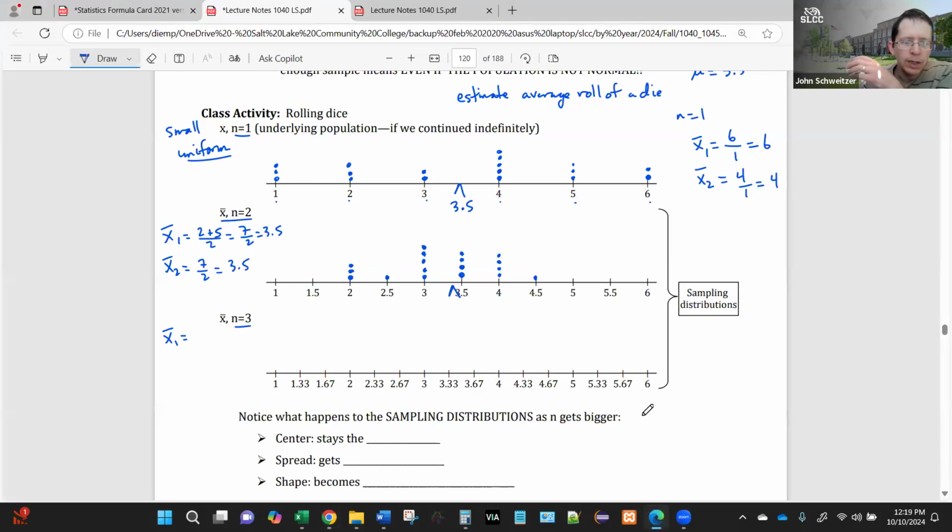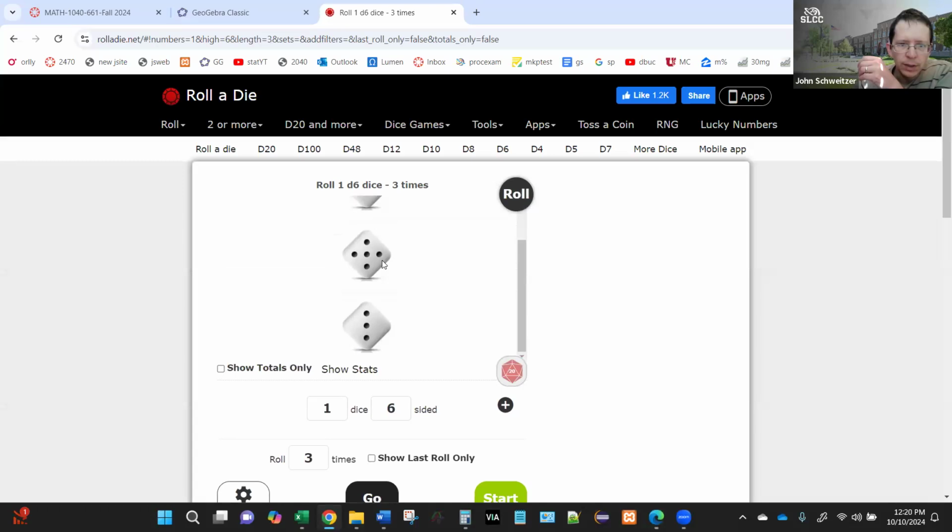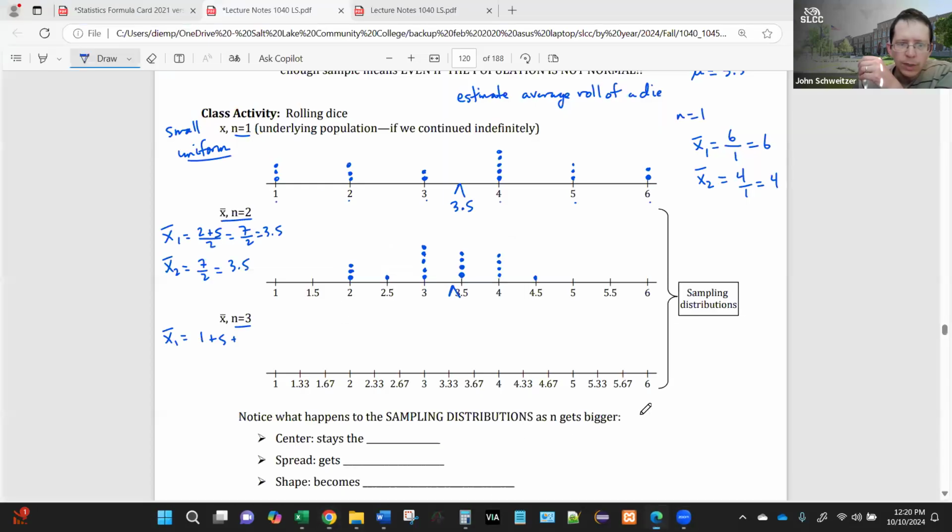Okay, so it's getting a little bit more involved with the arithmetic. So I have a 1, a 5, and a 3.